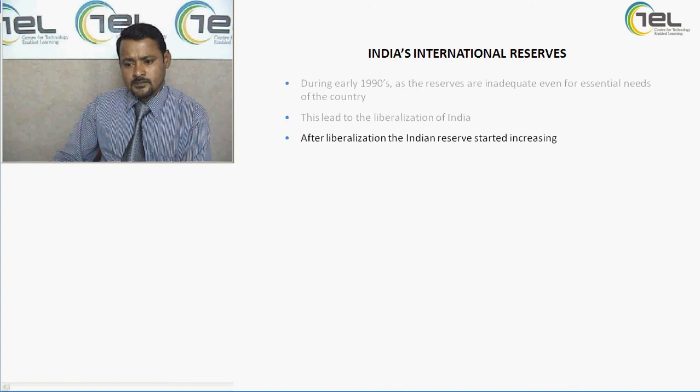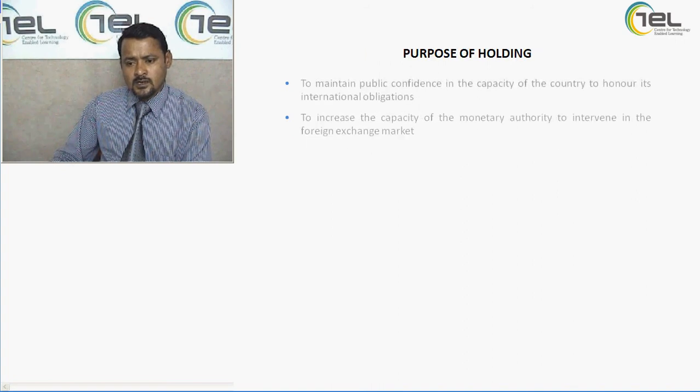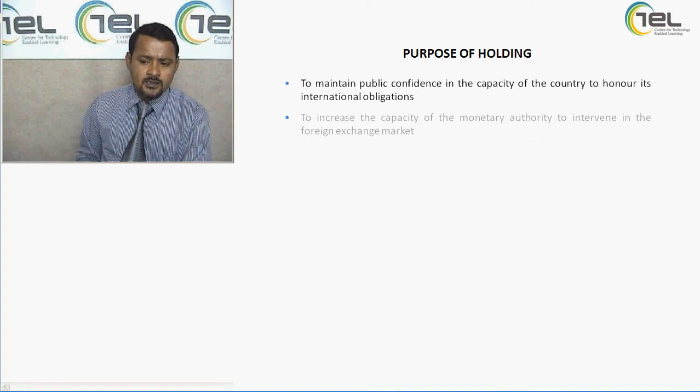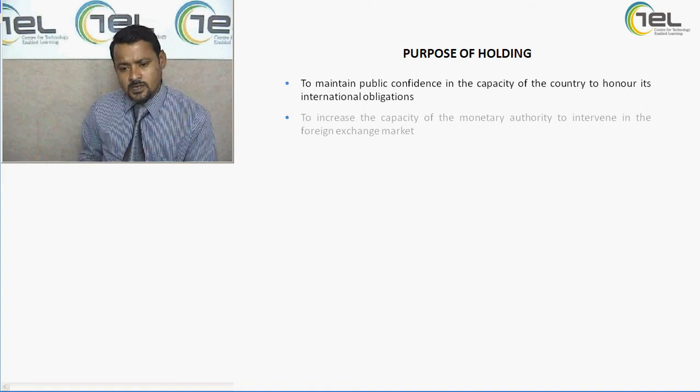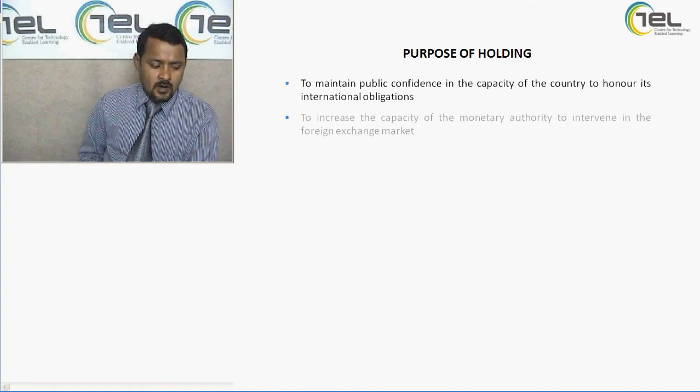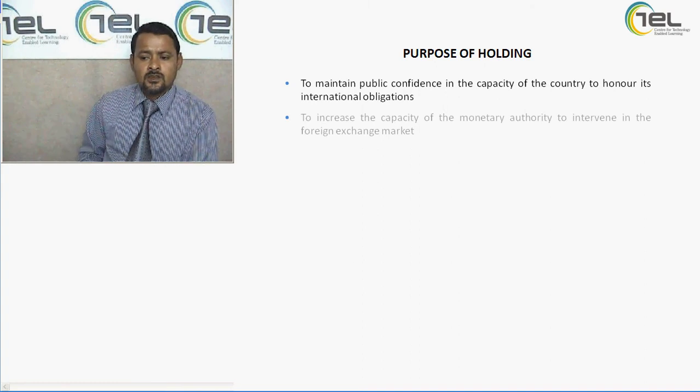To maintain public confidence in the capacity of a country to honor its international obligations is the chief objective of international liquidity. To increase the capacity of the monetary authority to intervene in the foreign exchange market is also one of the requirements for holding international liquidity. Liquidity helps you go through different phases.